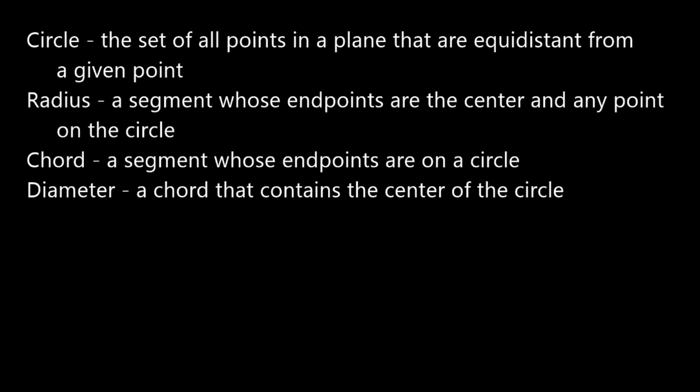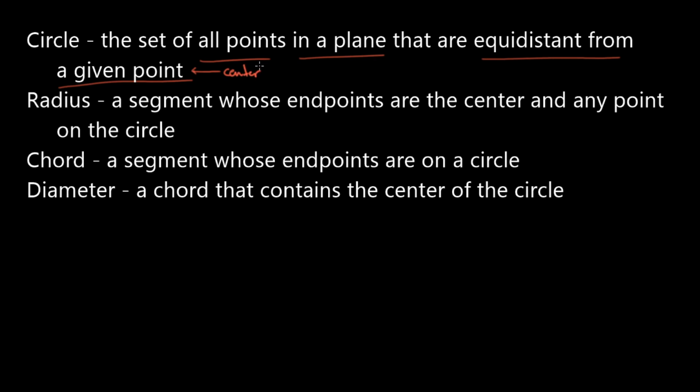It's just that circles are collections of points where every single point on that circle is equidistant from a given point, which is that center. So that is my definition for what a circle is. It's a set of all points in a plane, that's the important part that we'll talk about here in a second, that are equidistant from a given point. And this point that they're all equidistant from is, of course, called the center of the circle.